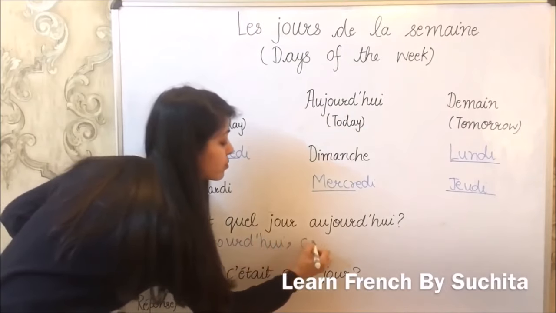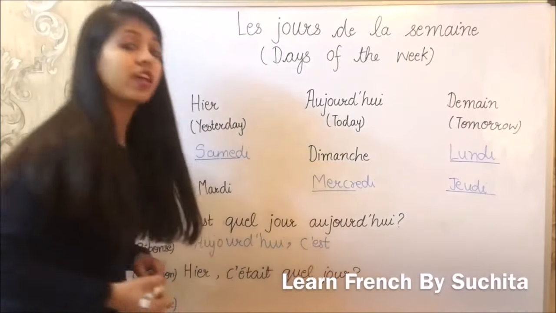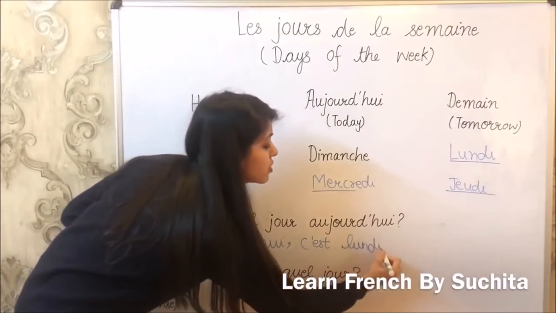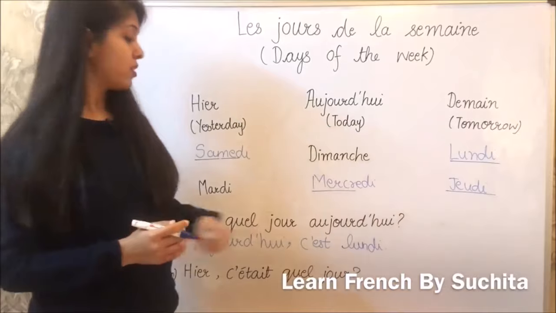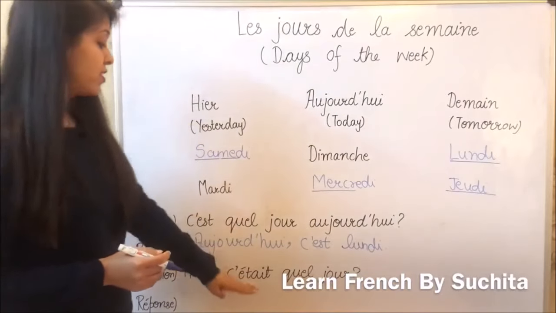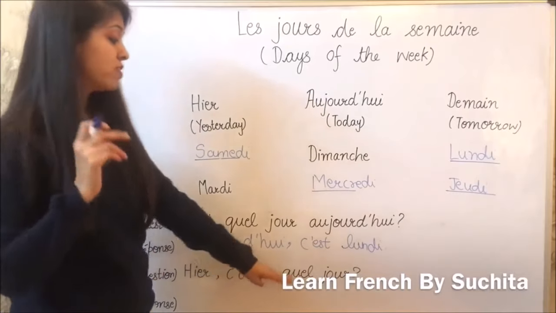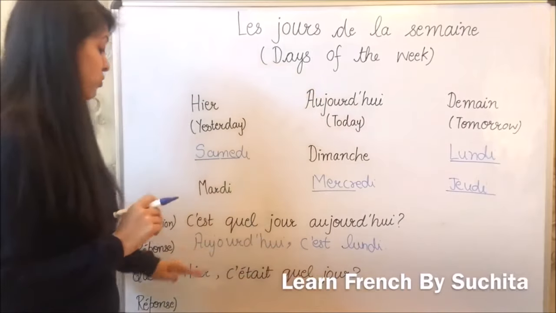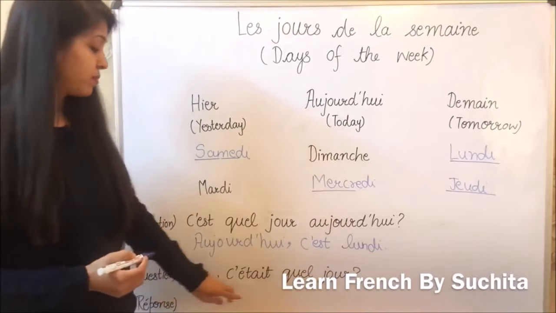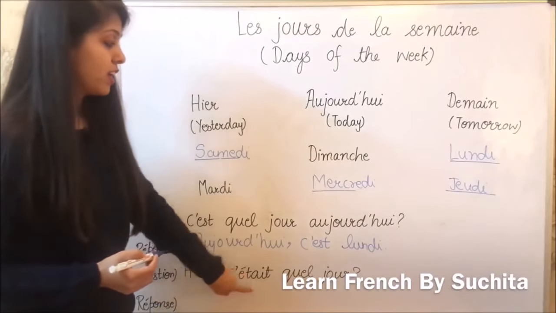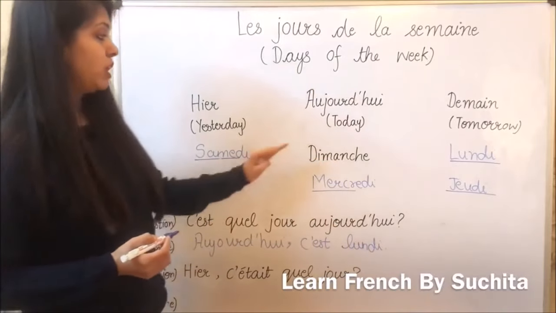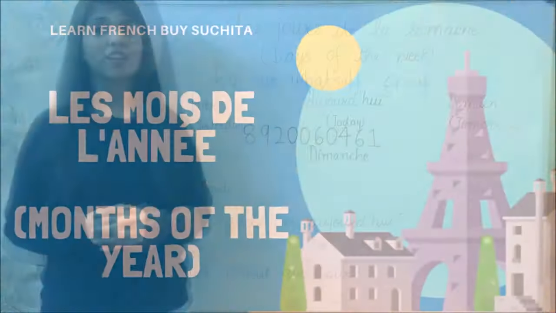Aujourd'hui, c'est, par exemple, lundi. Today it is Monday. Hier, which means yesterday, c'était. It was which day? Which day was yesterday? On va répondre hier, c'était dimanche. If today was Monday, yesterday would be dimanche.